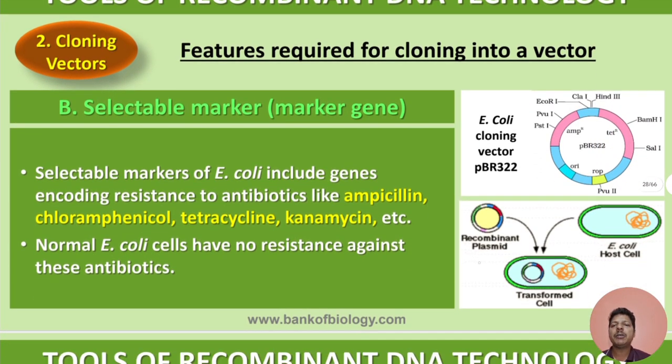Then selectable markers of E. coli include genes encoding resistance to antibiotics like ampicillin, chloramphenicol, tetracycline, kanamycin, etc. Normal E. coli cells have no resistance against these antibiotics. But if they come in contact with the cloning vector, which is pBR322, then they become resistant to these antibiotics: ampicillin, chloramphenicol, tetracycline, kanamycin.